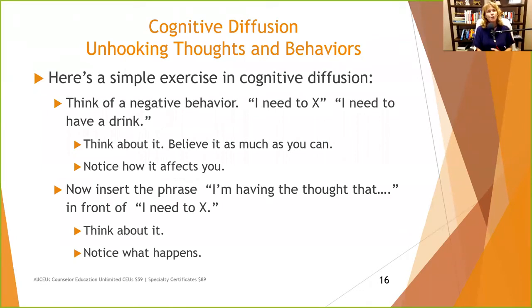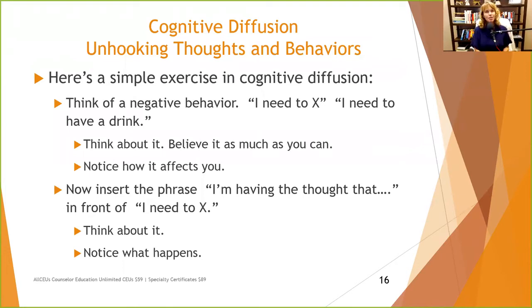So cognitive diffusion, when people start feeling that way, a lot of people identify, I want to put my fist through the wall, or I want to scream, or I want to eat half a pint of Haagen-Dazs, or whatever it is. A simple exercise. Think of the behavior, whatever it is that you want to do. We'll stay with Haagen-Dazs for right now. I need to eat half a pint of ice cream, or I need to have a drink. I've worked with, talked to, socialized with a lot of people that are like, oh, it was the worst day. I need a drink. So think about that. Believe it as much as you can and notice how it affects you. That really kind of propels you to needing it.